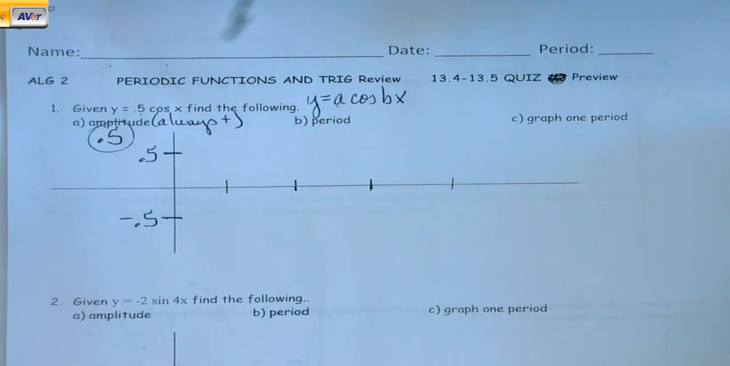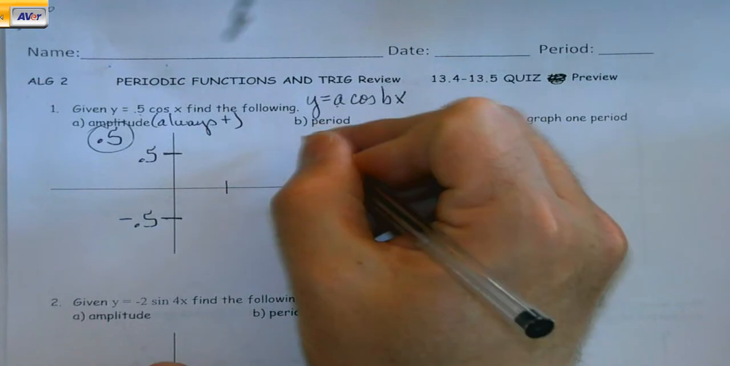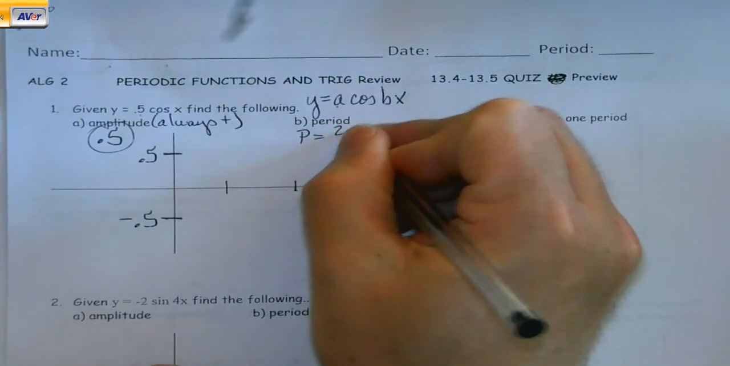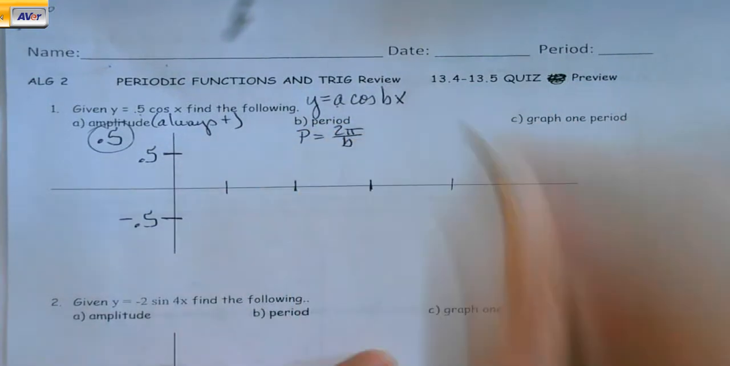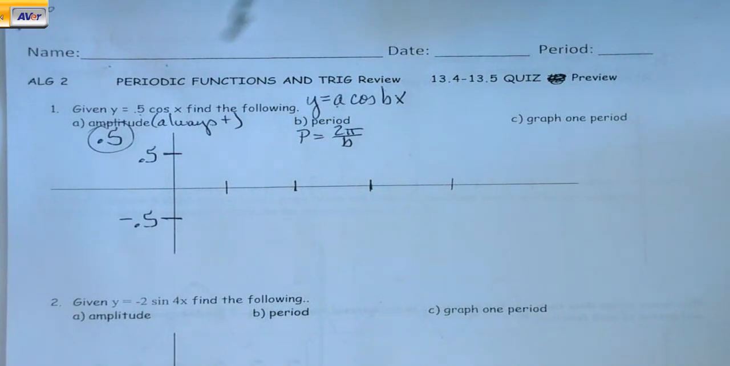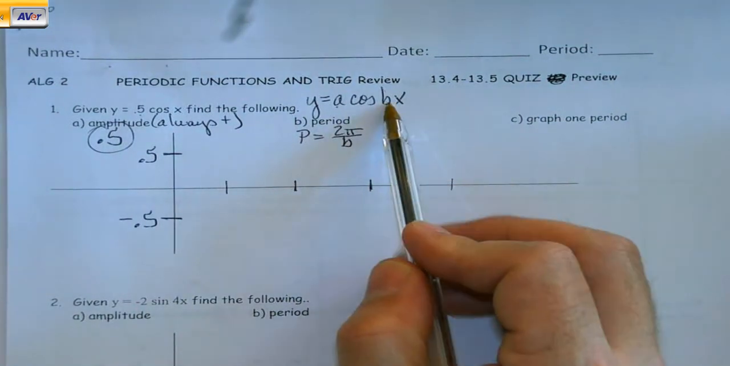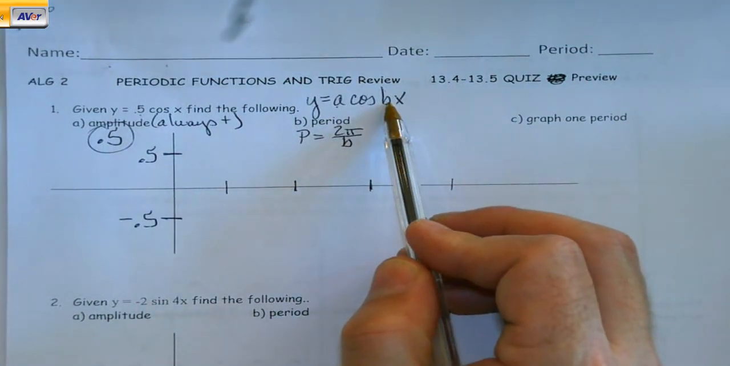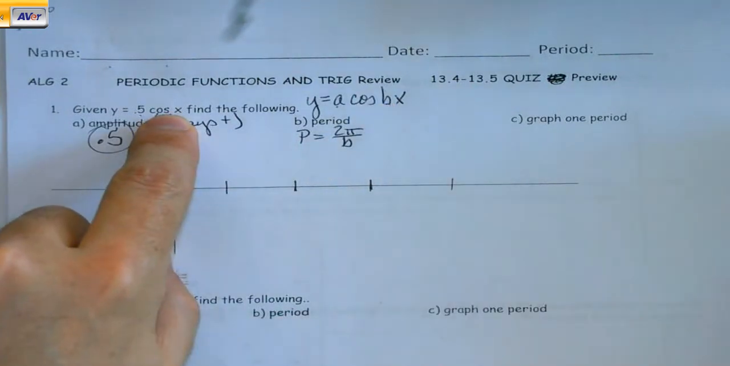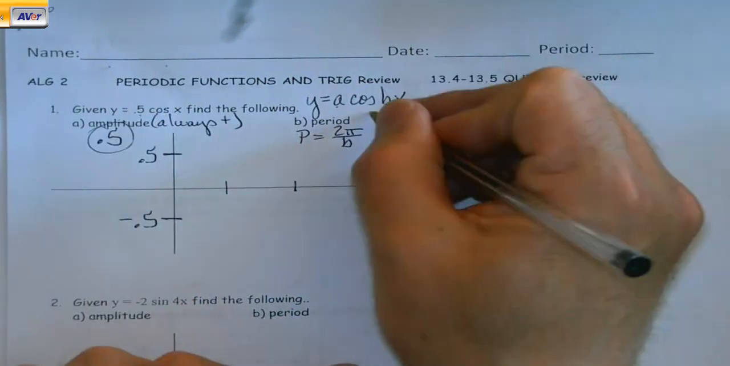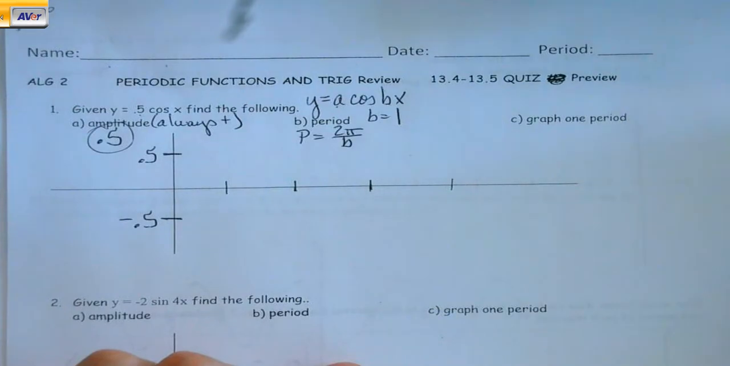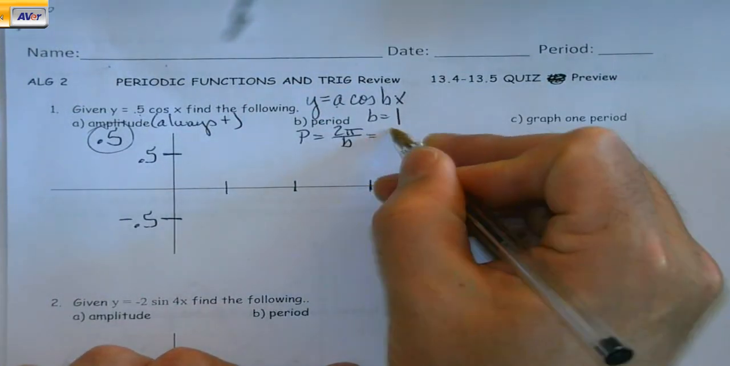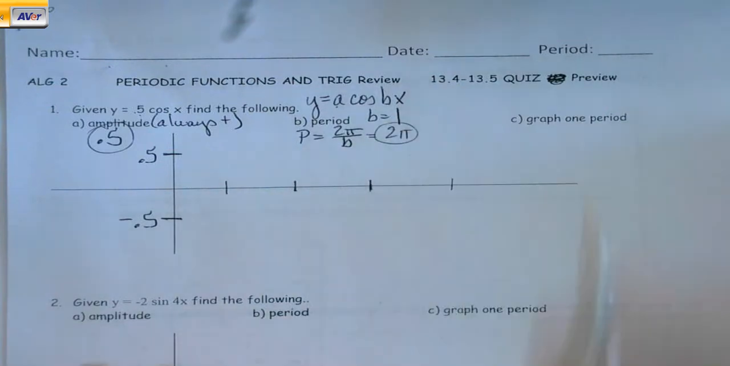Now my period also has its own little twist to things. Period is always going to be 2 pi over b. That's my equation. My b value is whatever number I see in front of my angle measure. If there isn't a number that I see there, we assume, in this case, it's going to be 1. But if I would have a number, that would go here. So 2 pi divided by 1 for this problem would mean my period is 2 pi.